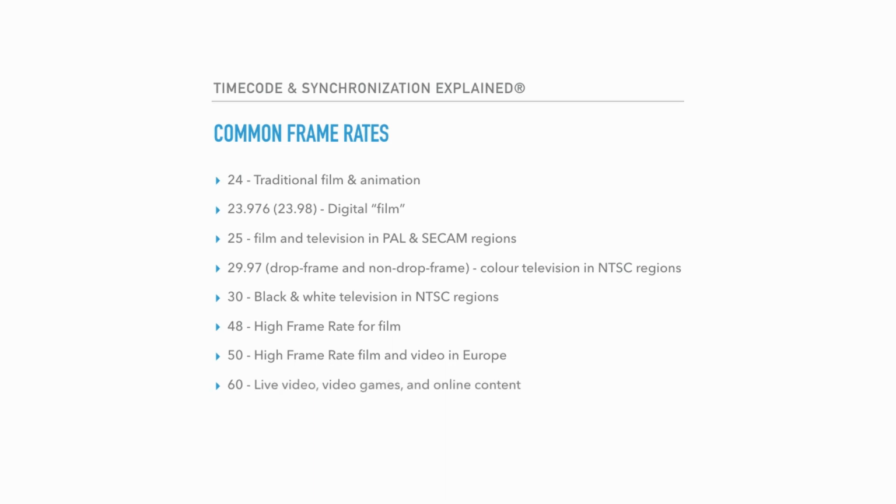60 FPS is the standard for many video games, even in PAL and SECAM regions, and increasingly online platforms like YouTube or live streaming sites like Twitch. However, in most traditional film and video productions, these frame rates are not very common.